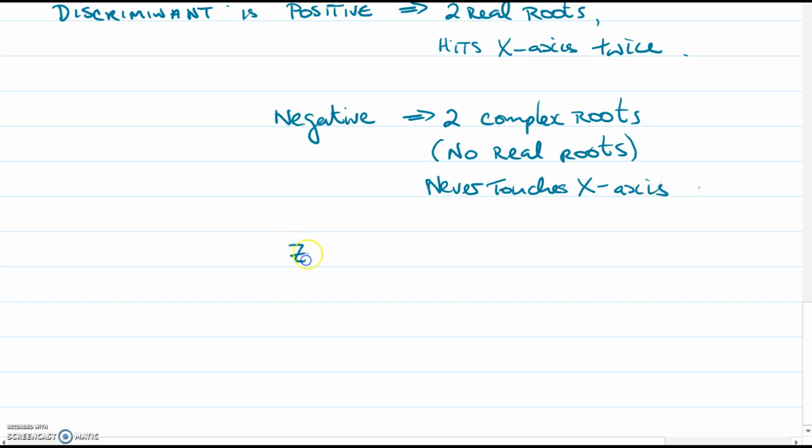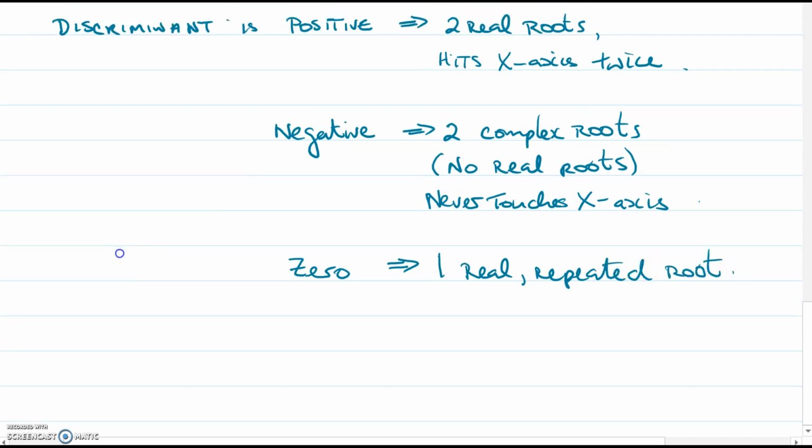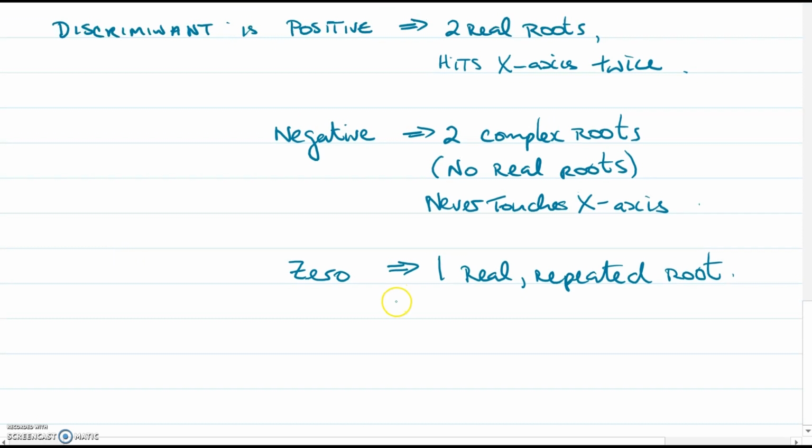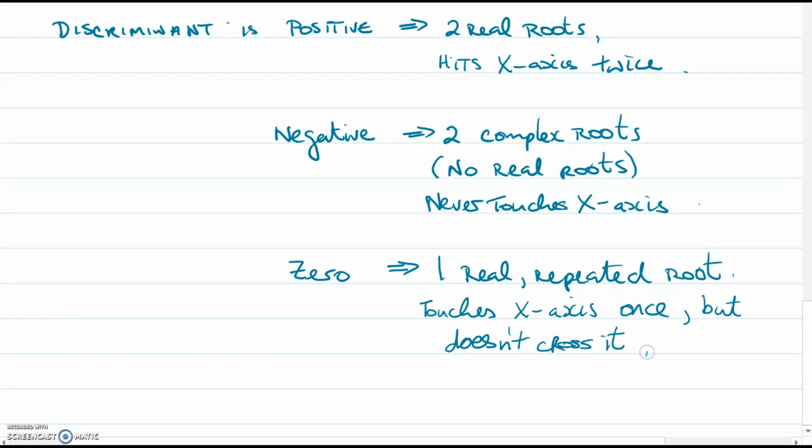And if the discriminant is 0, then there is one real repeated root. So this little bit that's on your screen now is something you have to remember. One real repeated root, and the graph touches the x-axis once, but doesn't cross it. So you just have to retain this. You have to sit down, learn it, and keep it. Alright, thank you.